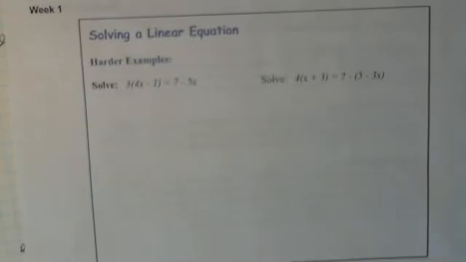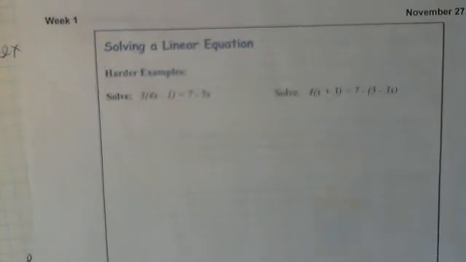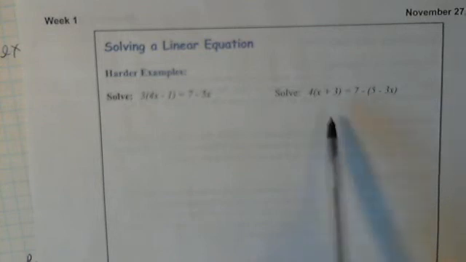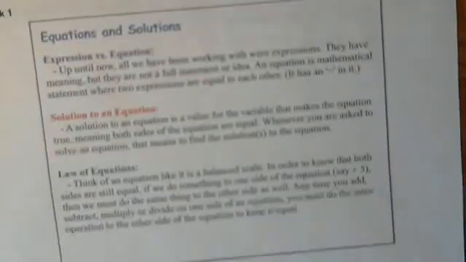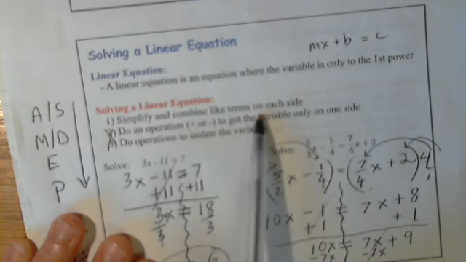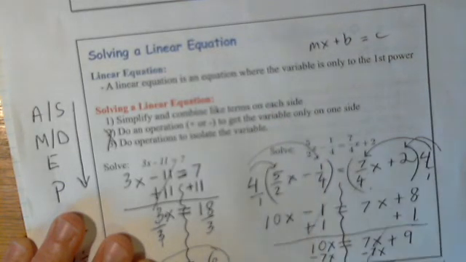Week 1, solving a linear equation. Now, we started this topic in the last video. In these equations, we're going to need to utilize this first step that we talked about back on the last page. When you are solving a linear equation, the first step is to simplify and combine like terms on each side of the equation. Now, we didn't have to do that on the problems that we worked on in the past 3 videos, but we are going to need to do it on these problems because there's things going on each side that need to be taken care of first.